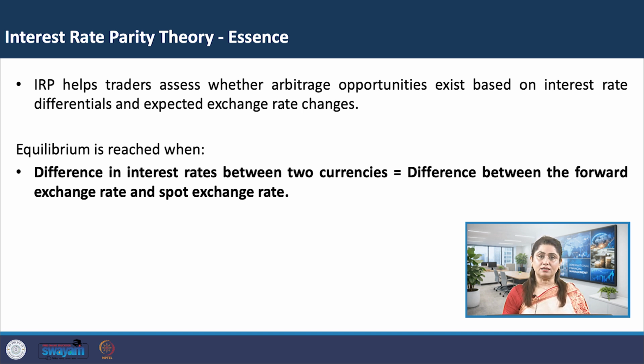It tells traders and investors at a glance: is there a genuine arbitrage opportunity here, or has the market already priced everything in? Equilibrium under IRP is reached when the difference between the forward exchange rate and the spot exchange rate closely matches the difference in the interest rate between two currencies.